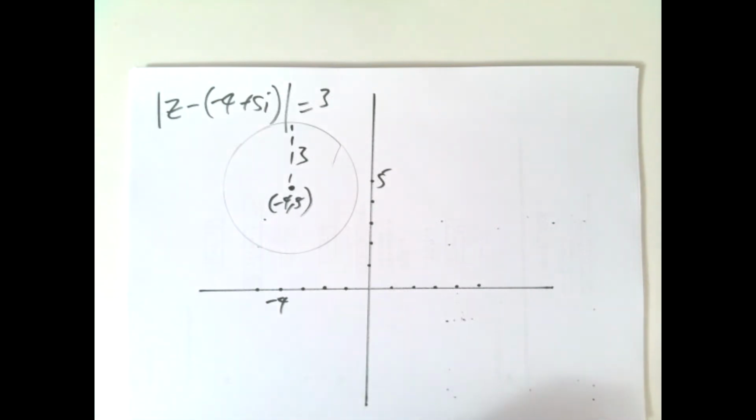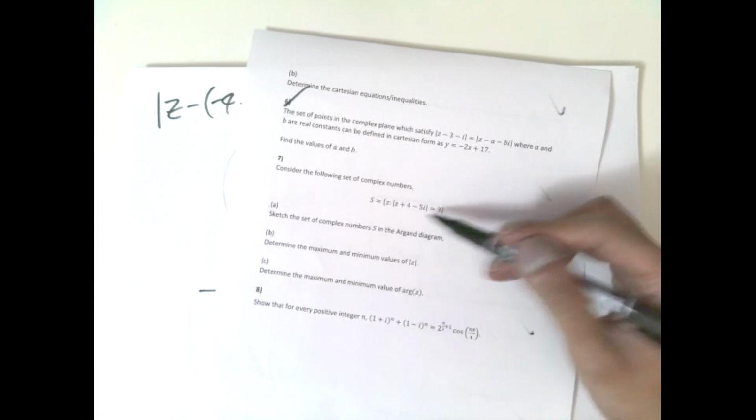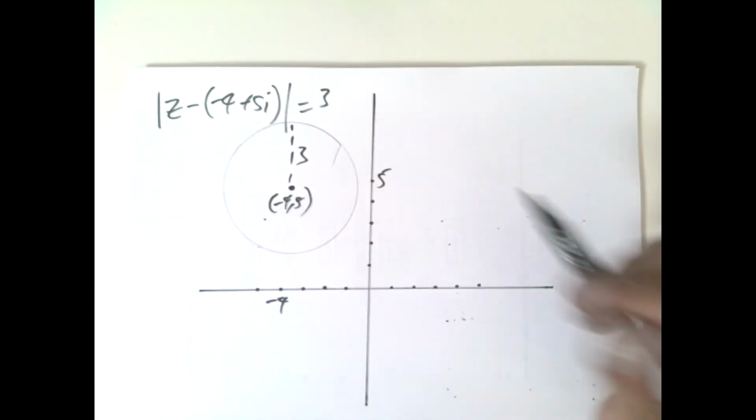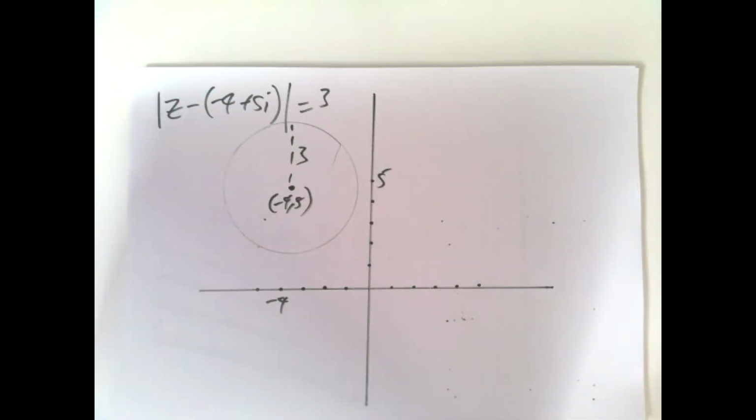So sketch the complex numbers of that set, which is once again a circle centered at minus 4, 5 with a radius of 3. That's it right there. Now for part B, determine the maximum and minimum values of the absolute value of z.